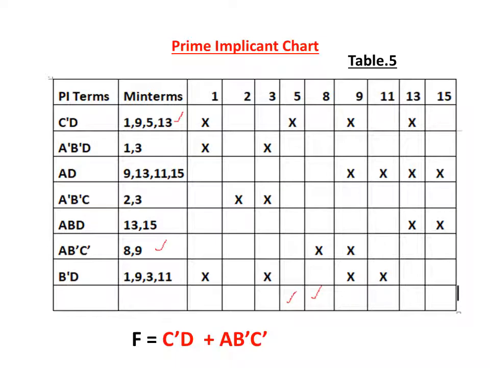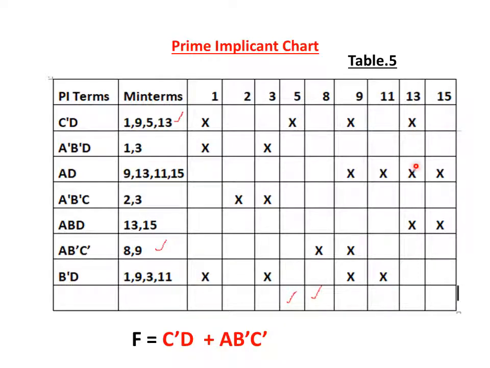This is the prime implicant chart. Now we are obtaining the prime implicant terms from table 3 and 4. So the table 3 and 4 min terms are represented here. The equivalent expressions are written here, and the min terms along with the don't care combinations are written here. So here we are writing for the min terms. So 1 9 5 13, the check mark, 1 5 9 13. Similarly 1 3 here and 9 13 11 15 written here, and 2 3 here and 13 15 here, 8 9 here and 1 9 3 11 is written here.